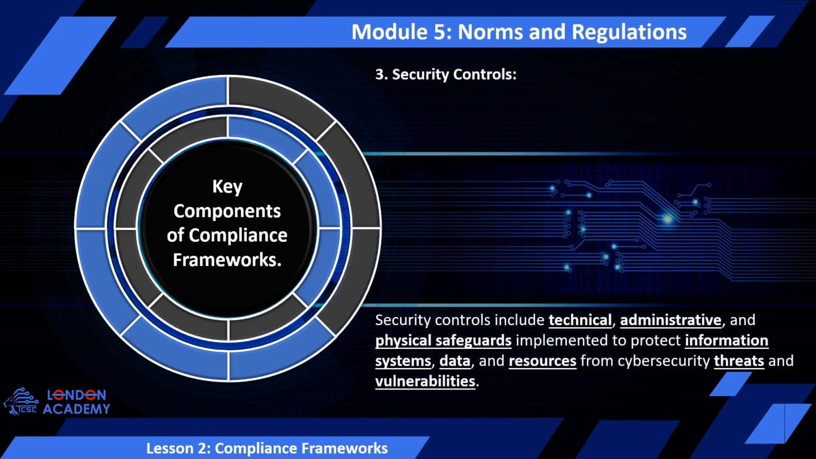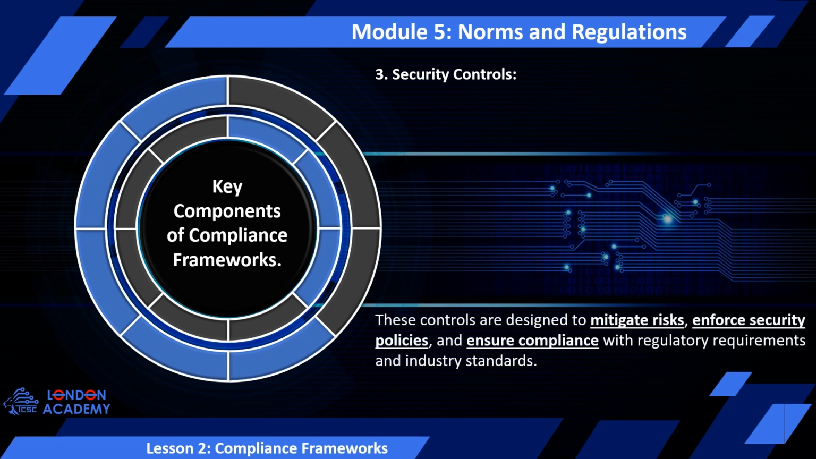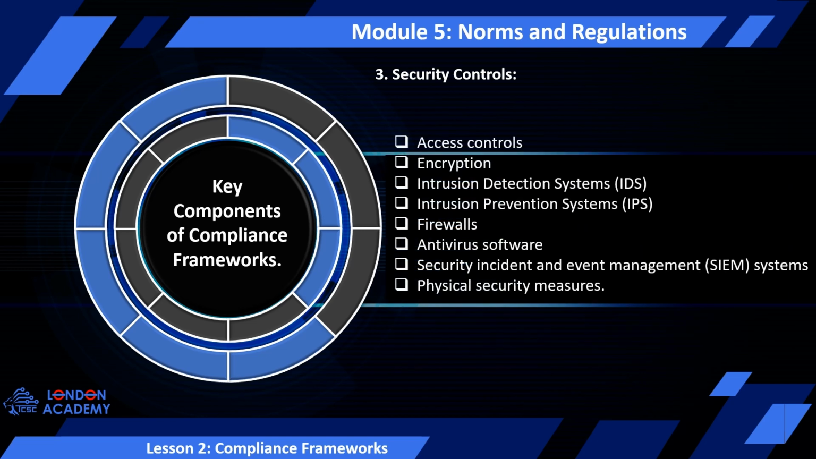3. Security controls. Security controls include technical, administrative, and physical safeguards implemented to protect information systems, data, and resources from cybersecurity threats and vulnerabilities. These controls are designed to mitigate risks, enforce security policies, and ensure compliance with regulatory requirements and industry standards. Security controls may include access controls, encryption, intrusion detection systems, IDS, intrusion prevention systems, IPS, firewalls, antivirus software, security incident and event management, SIEM, systems, and physical security measures. They are tailored to address specific risks and support the overarching security objectives of an organization.